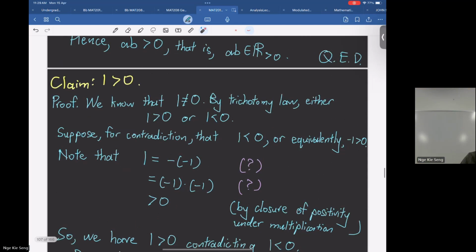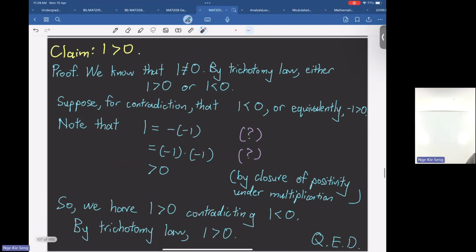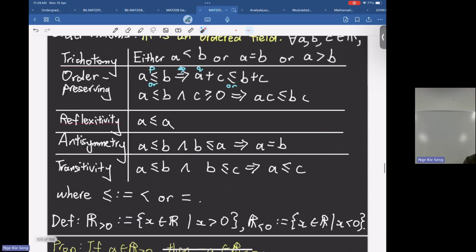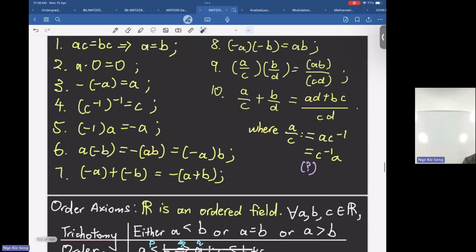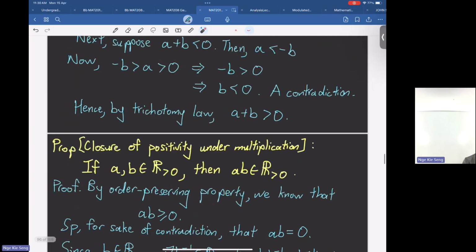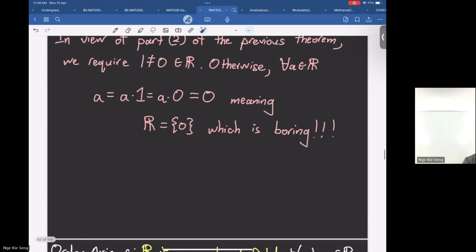Okay. So how to do this? So claim 1 is greater than 0. So first we know that 1 cannot be equal to 0. Okay. So why can 1 not be equal to 0? I give you a very serious problem here. If 1 equals 0, you know what will happen?